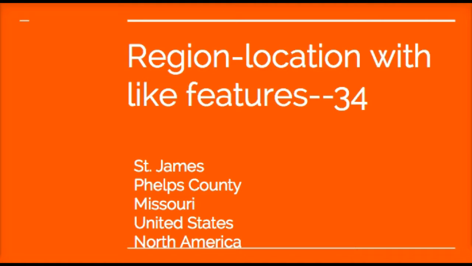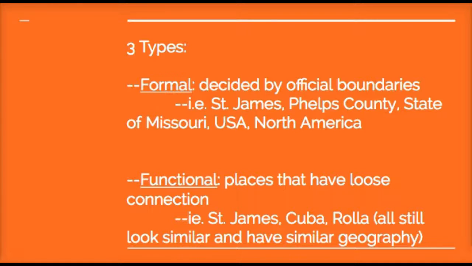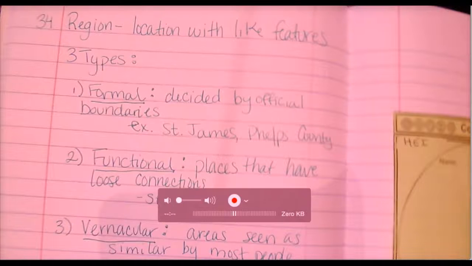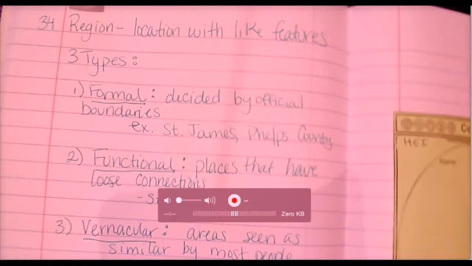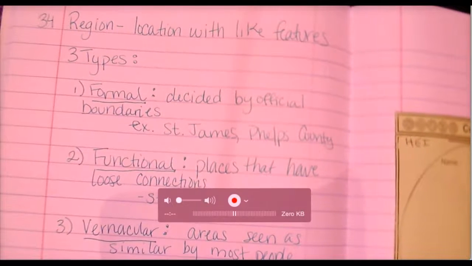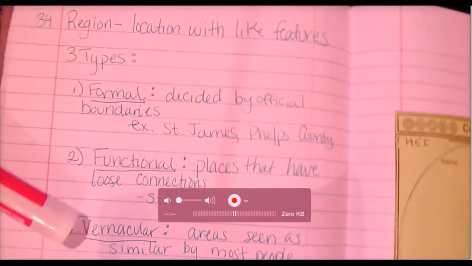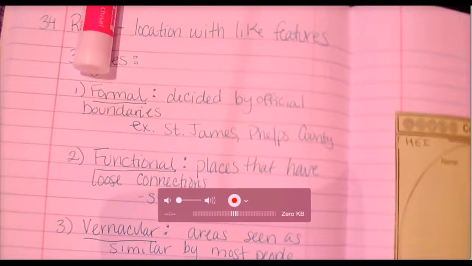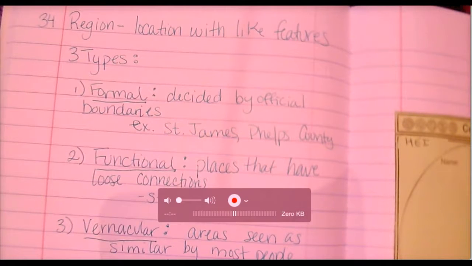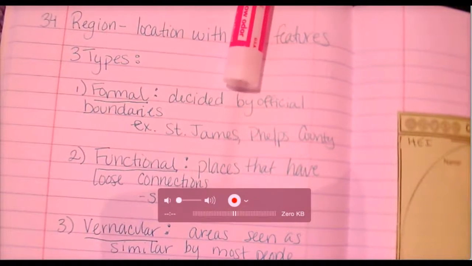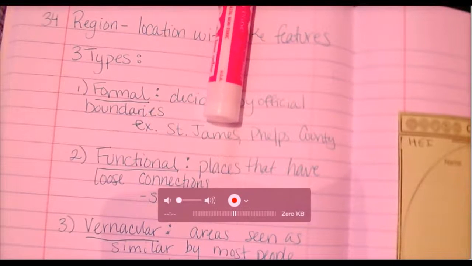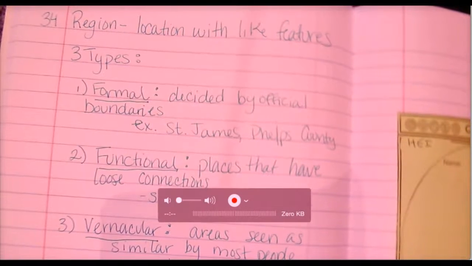Now, we're going to get a little bit more specific with region. There are 3 different types of regions, and you are going to write these in your notebook. It's going to look like this. I have my region definition from that first slide up there. Then I have the 3 types label, and then I've numbered each one of the 3 types. So I started with formal. I underlined the word so it's really easy to see. I wrote the definition word for word, and then I gave a couple examples. I will go back to those notes so that you can copy it easier.